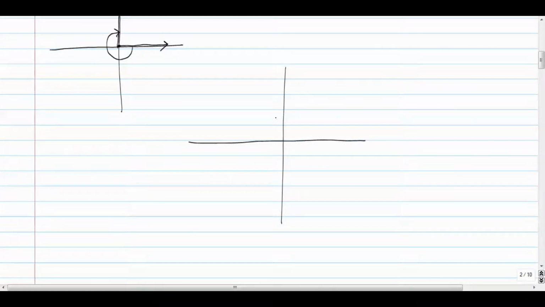If I have a Cartesian coordinate plane, and I look at an initial side in standard position, if I go one complete revolution around, my initial side and my terminal side are the same. That's one revolution.